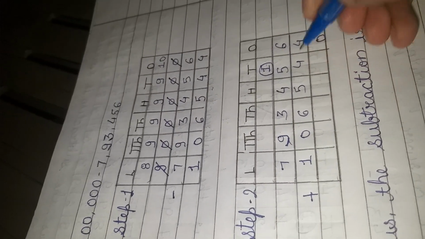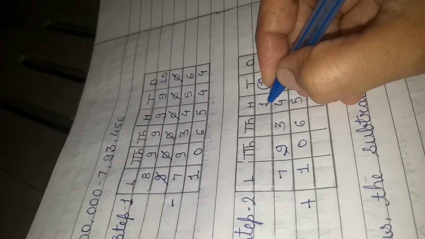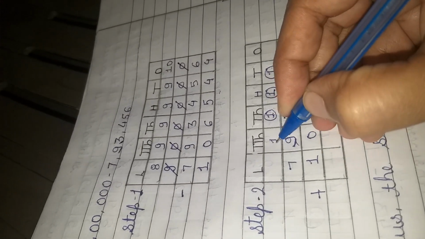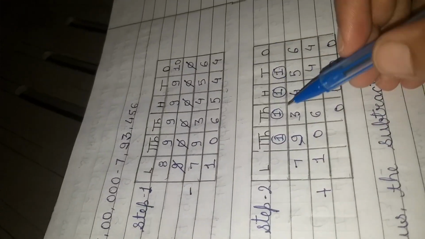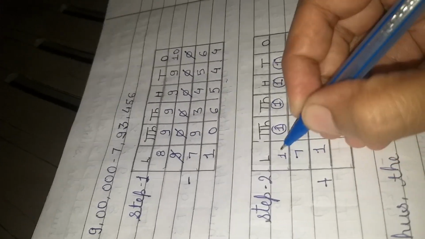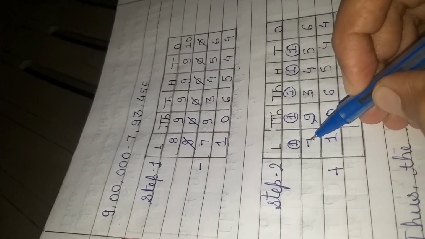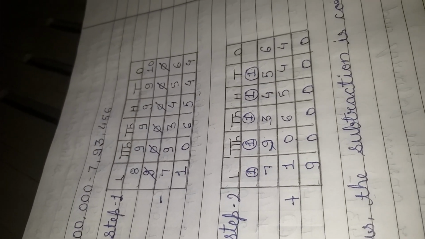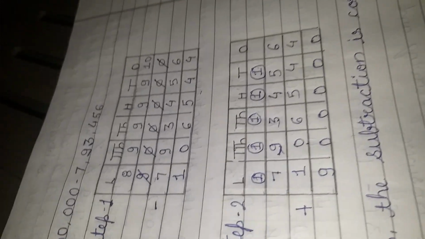5 plus 1, 6, 6 plus 4, 10, 0, 1 will be carry over. 4 plus 1, 5, 5 plus 5, 10, 0, 1 will be carry over. 3 plus 1, 4, 4 plus 6, 10, so 0, again 1 carry over. 9 plus 1, 10, 10 plus 0, 10, so 0, again 1 carry over. 1 plus 7, 8, 8 plus 1, 9. So students, see, our answer is correct, and the answer is 9 lakh.